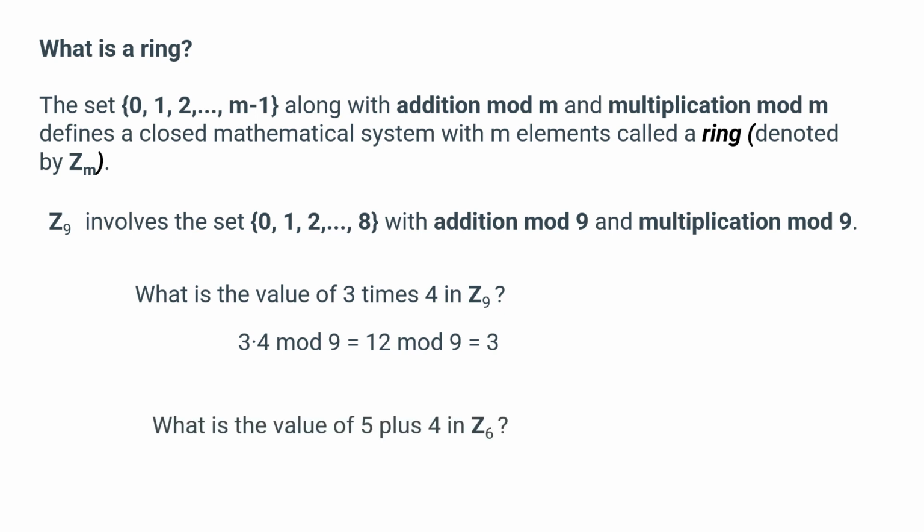What's the value of 5 plus 4 in Z6? So in Z6, we would just be dealing with numbers 0 up through 5. And if we say 5 plus 4, that means we're going to add 5 plus 4, but then we need to take mod 6. So we really want to do 5 plus 4, which would be a 9, and then take mod 6, and we end up with a 3. So the answer to that question is 3.